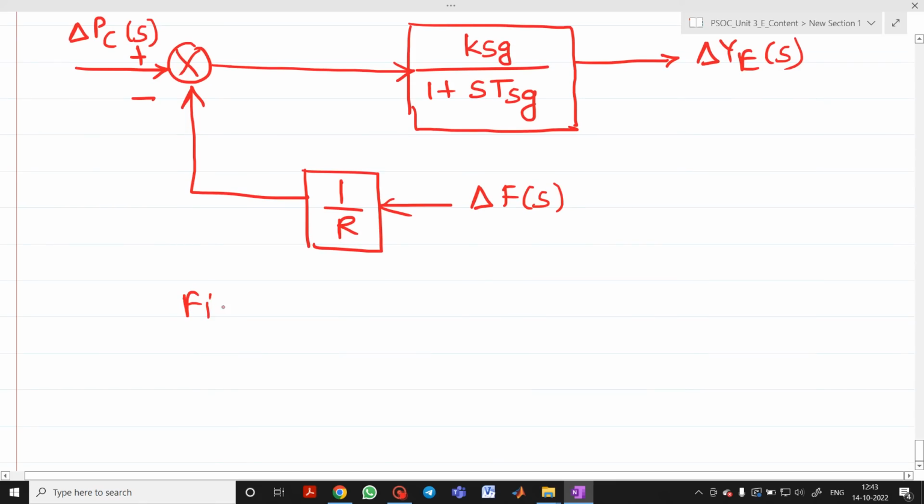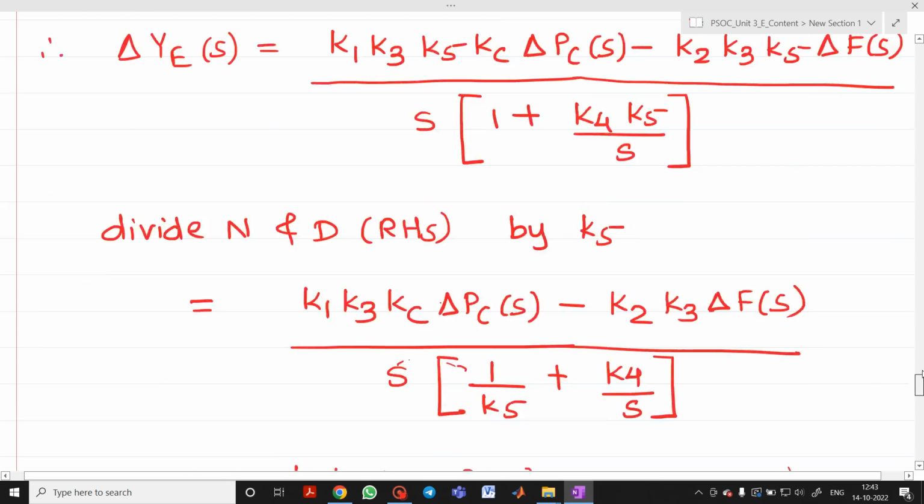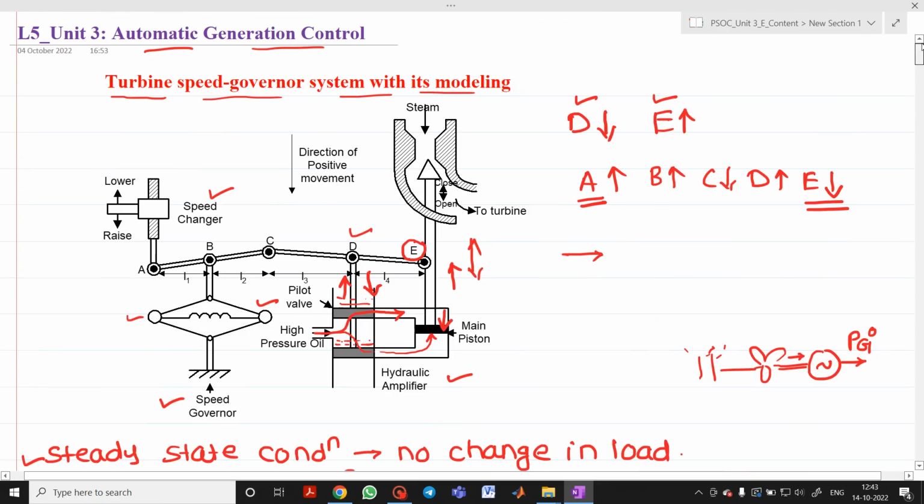We can say this will be the transfer function, or I can say the model of the speed governor, the turbine speed governor system. If the question is asked to write down the model and draw the diagram for the speed governor system, then whatever points we have discussed today, we have to write here. So this is the topic of the turbine speed governor system with its modeling.